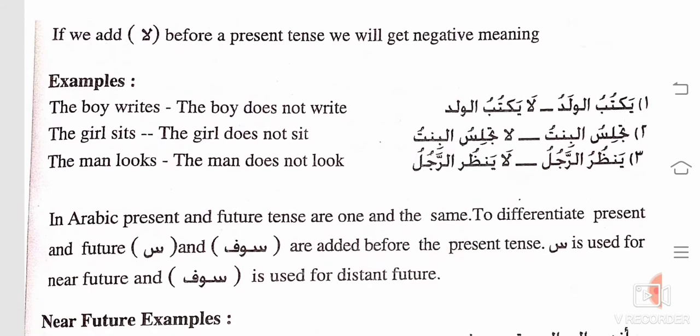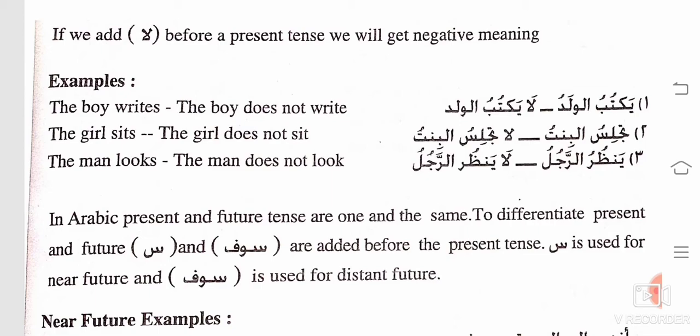So if we add la before a present tense, we will get negative meaning. Just add la in front of the present tense, and it gets the meaning of negativity. So yaktubul baladu means the boy writes. La yaktubul baladu means the boy does not write or doesn't write.